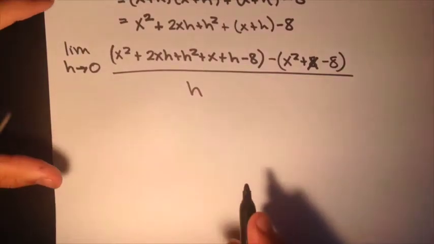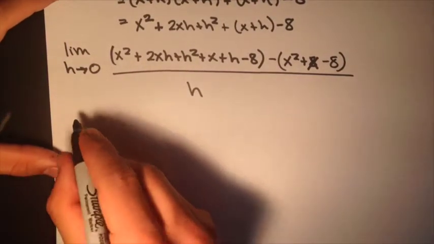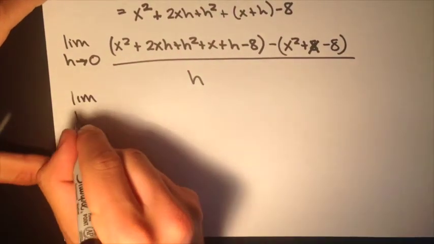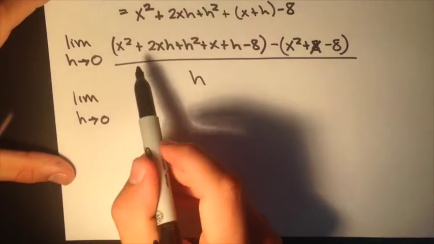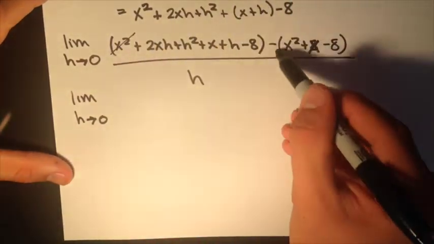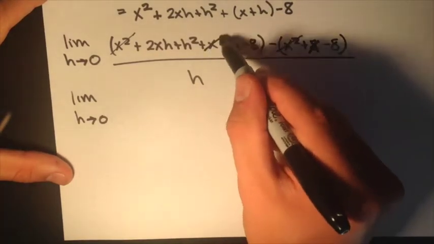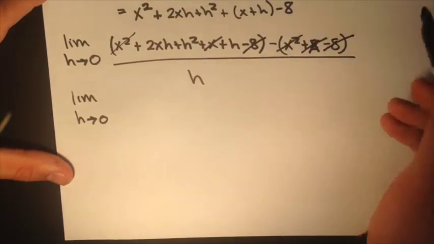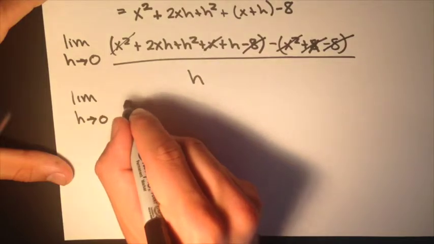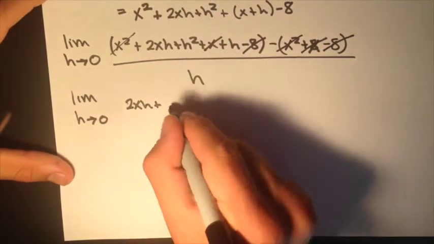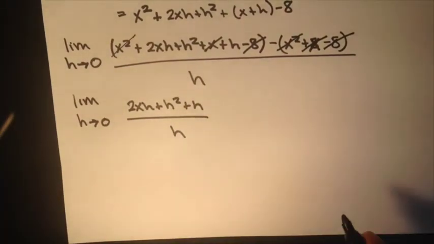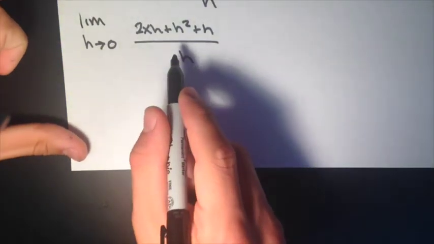So now what we're going to try to do is simplify this whole thing. Simplify some of the things in the numerator. So we have the limit as h approaches 0. And here we can cross out x squared, two of those, the x and this x, and then we have the negative 8 and plus 8. So from here we are left with 2xh plus h squared plus h all over h. So the next step in this problem is to factor out the h's.